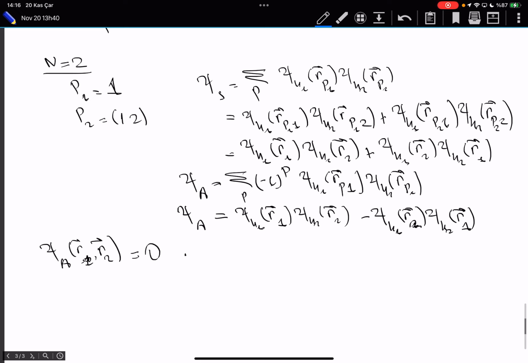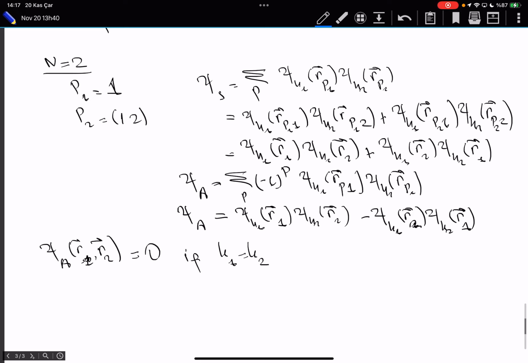this is equal to 0 if K1 is equal to K2. If K1 is equal to K2, the first term is the same as the second term. So those 2 particles cannot be in the same state. There is no such restriction for the symmetric wave functions. If K1 and K2 are equal, well, no problem. But in the second case, if K1 is equal to K2, the wave function is 0. Basically, there is no such state.